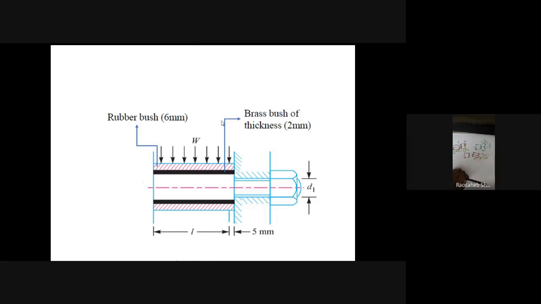Now in the next figure, clearly you can see there is a rubber bush. Here this is a rubber bush, and a brass bush, or you can say brass lining, 2 mm thickness. This is the length of the bush, and here D1 is the diameter of the pin. So you can see this is D1, that is the diameter of the pin. So this is regarding the rubber bush that we are going to use.